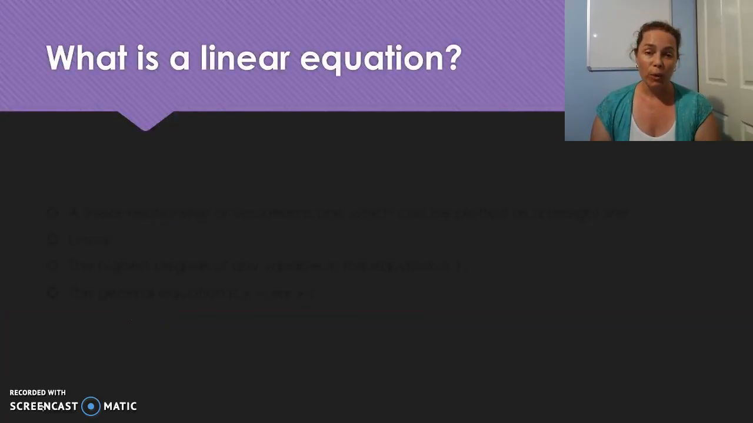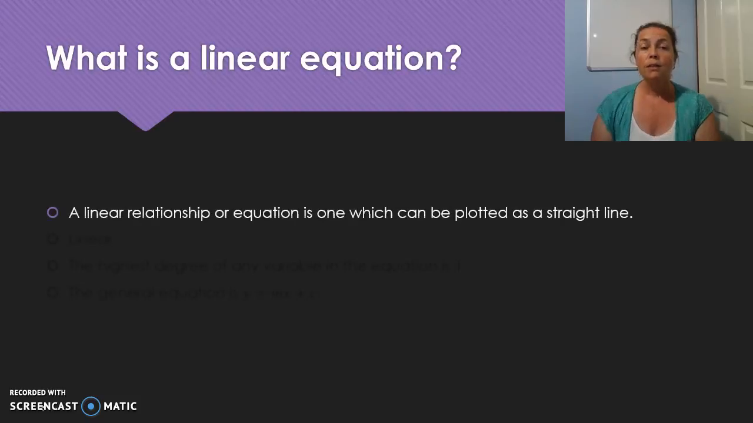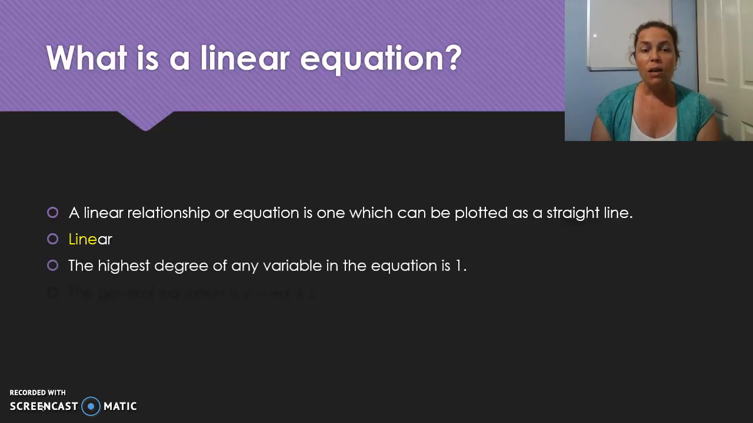Let's begin with a quick revision of what a linear equation actually is. A linear relationship or equation is one that can be plotted as a straight line. The clue is in the word linear, which features the word line. The highest degree of any variable in the equation is 1, so you'll never see an x squared or an x cubed. If anything, you'll see an x. And the general equation of the line is y equals mx plus c.